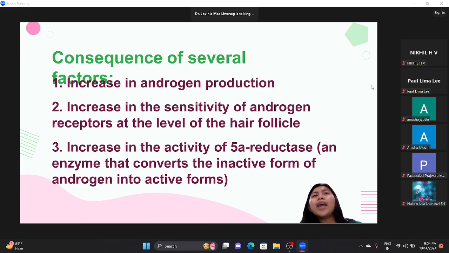So why is there hirsutism? Because of the increase in androgen production. That's number one. Number two, there's an increase in the sensitivity of androgen receptors at the level of the hair follicle. And third, there's an increase in the activity of 5-alpha reductase, an enzyme that converts the inactive form of androgen into the active form. So there's hyperactivity of the 5-alpha reductase, the rate-limiting enzyme that converts the androgen to its active form. Those are the three main factors that lead the patient to have hirsutism.